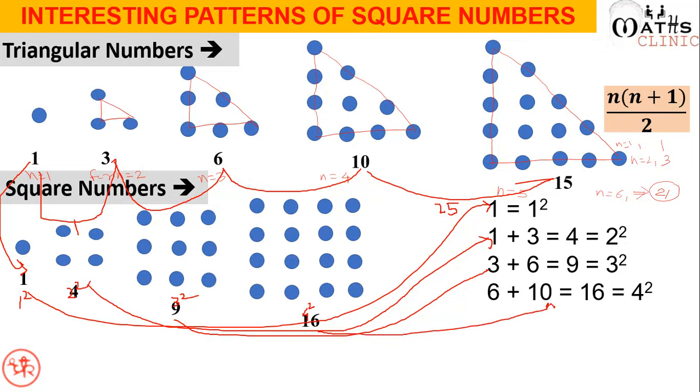Is that clear? Then what is the next term? The next term is 10 plus 15. 10 plus 15 is equal to 25, and that is 5 square. So what is the pattern you observed here?